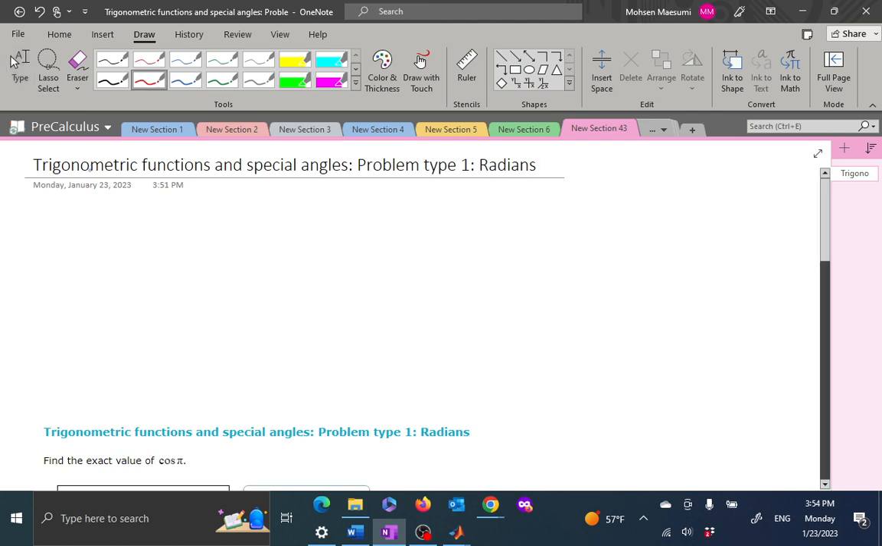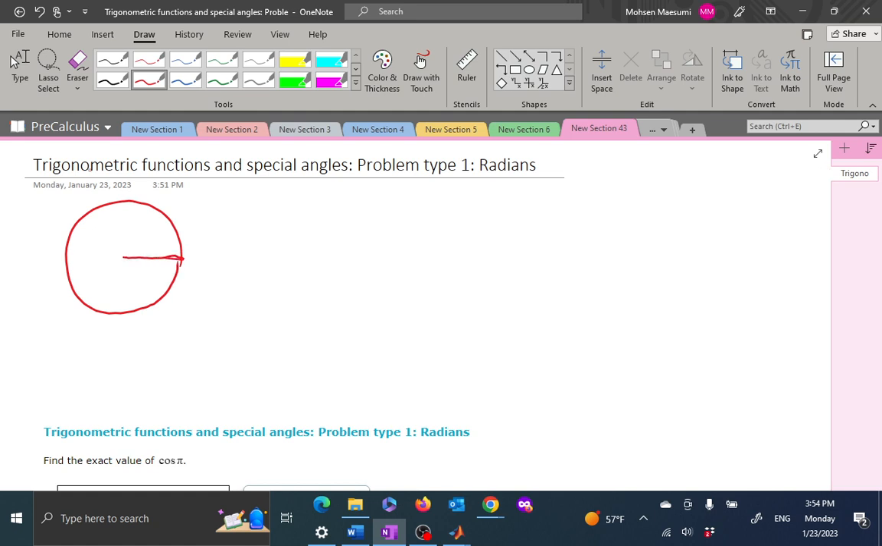So let me just quickly remind you that we had a circle situation and we have some angle. Now it's measured in radians. We have the location here at x and y. This is a unit circle, so the radius is 1. As you remember, sine of theta was just y, cosine of theta was x.